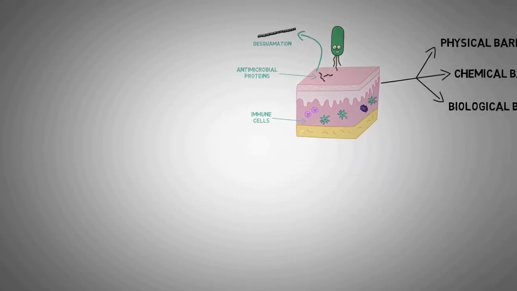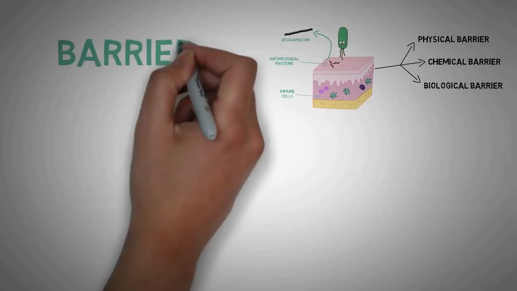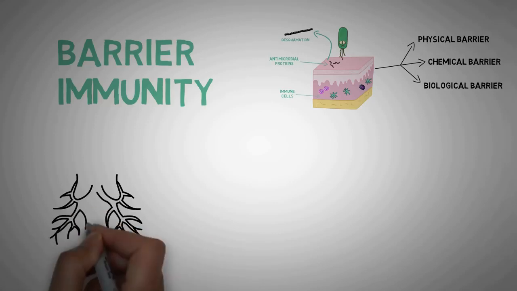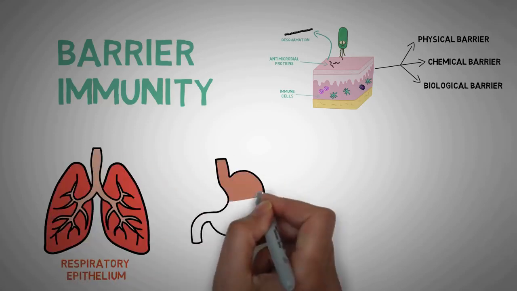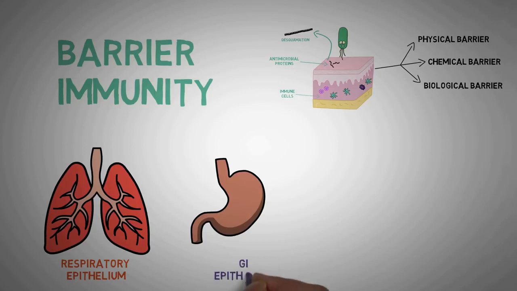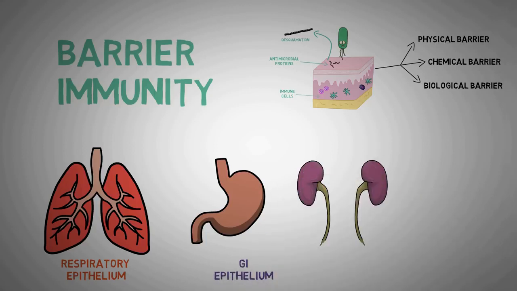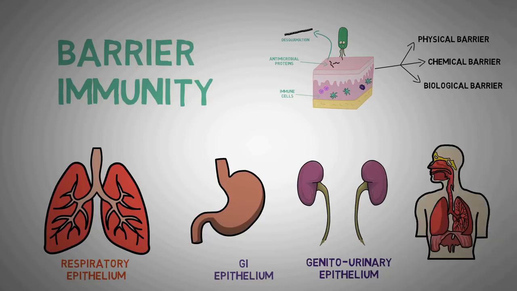Similar types of barrier immunity are also provided by many other surfaces present inside our body, including the surface lining of our respiratory system, the gastrointestinal system, the genitourinary system, and the surface lining of our nose and pharynx. All these surfaces provide a physical barrier that prevents the attack from pathogens, and they also provide various types of chemical antimicrobials which try to stop the invading pathogens at a very early stage.